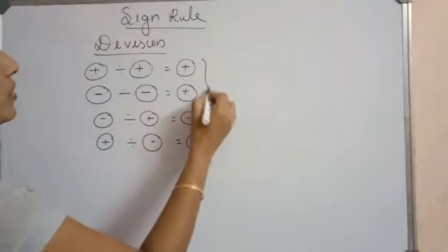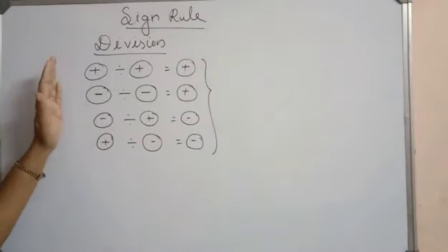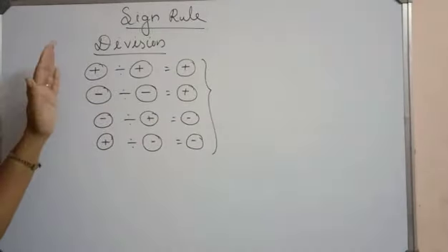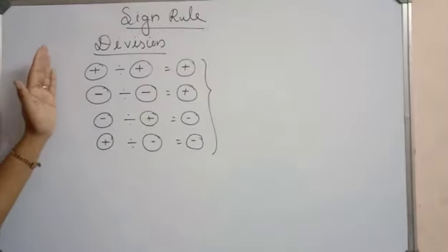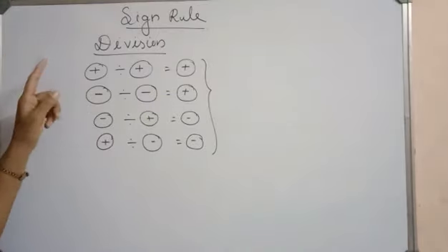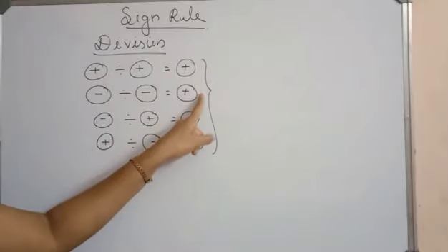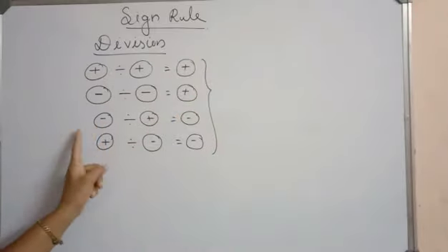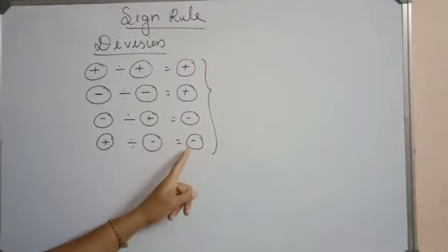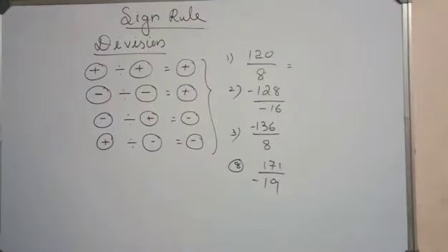These are the rules you have to follow when you are dividing two numbers. The same rule of multiplication is applicable even for division as well. So remember, when you are dividing two numbers with the same sign, your final answer is positive. Whenever you are dividing two numbers with opposite signs, your final answer is negative.